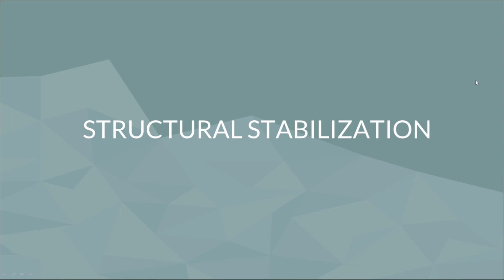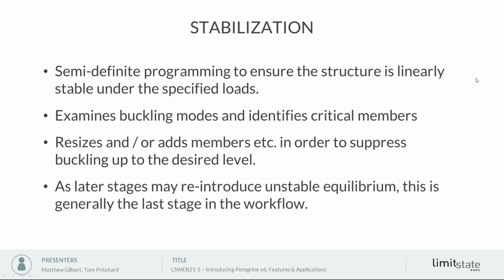And the last thing we're going to look at is structural stabilization. Stabilization within Peregrine uses a semi-definite programming method to ensure that the structure is linearly stable under the specified loading, and it examines buckling modes and identifies the critical members within those buckling modes, and then resizes or adds members to the structure in order to suppress buckling up to the desired level. As later stages, such as geometry optimization, may reintroduce unstable equilibrium, this is generally what we recommend to be the last stage in the workflow.